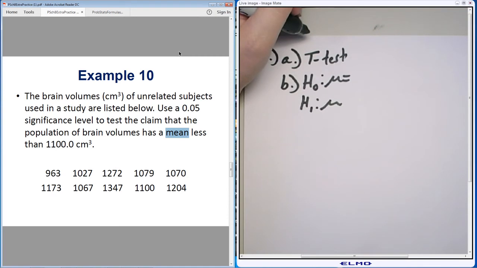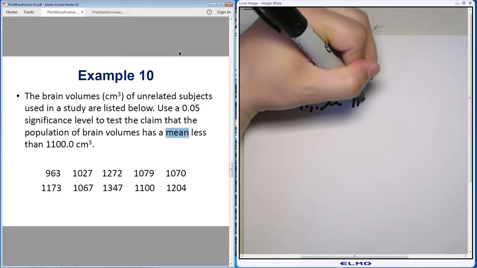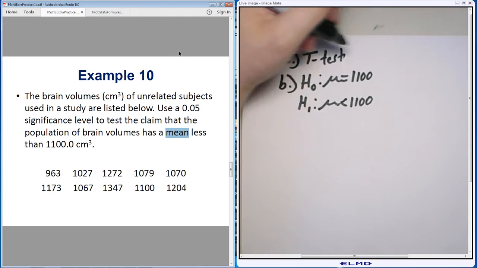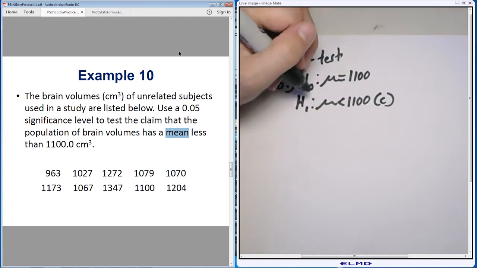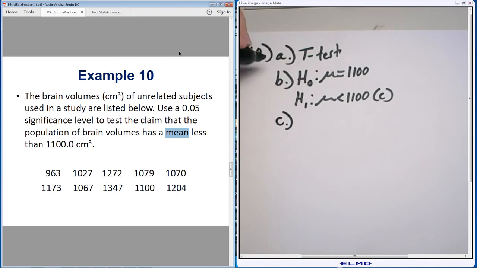The number I'm asking about is 1100. And it mentions less than. So less than is there. And that is the claim. I know that because it says test the claim that. Next part, use the calculator.